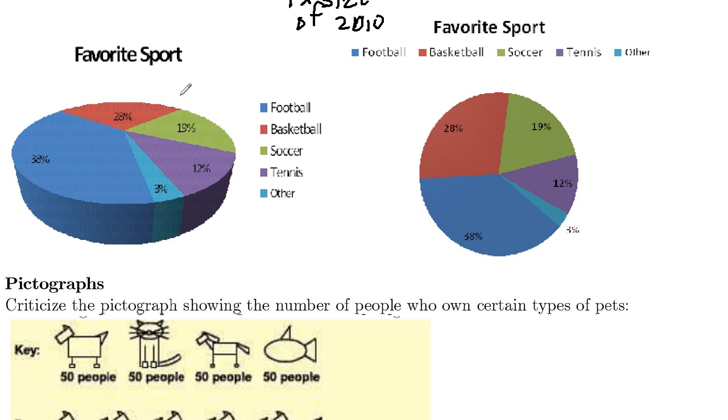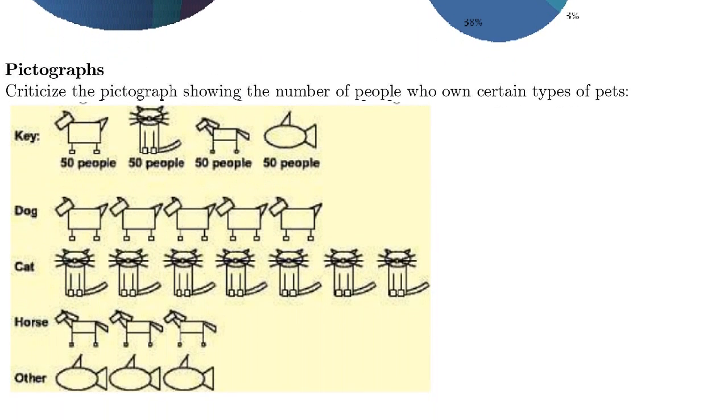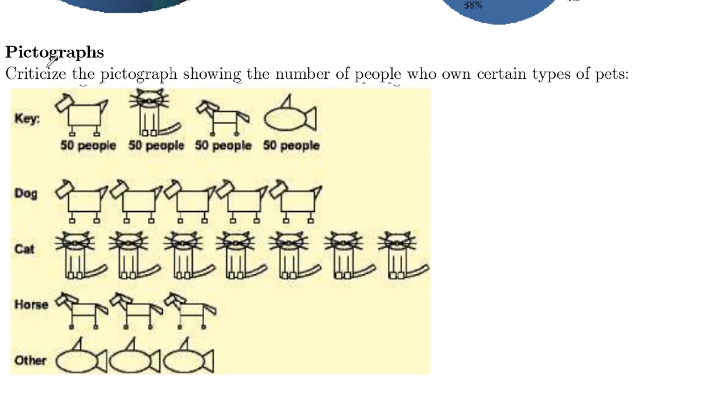Okay, so notice we've got those distortionary effects going on here too. So we look at these two pieces and we think, what? Are those guys equal? So you want to just be aware of that when you're looking at graphical data. And then the last type of graph is a pictograph here. And so here's a pictograph looking at the number of people who own certain types of pets.